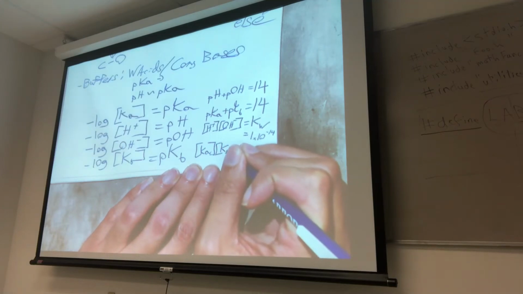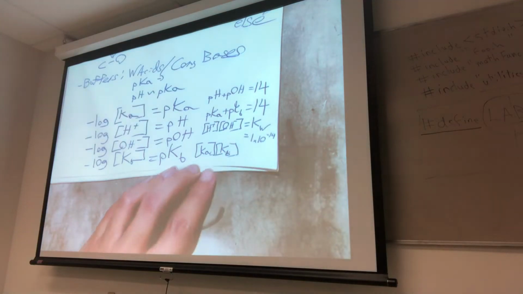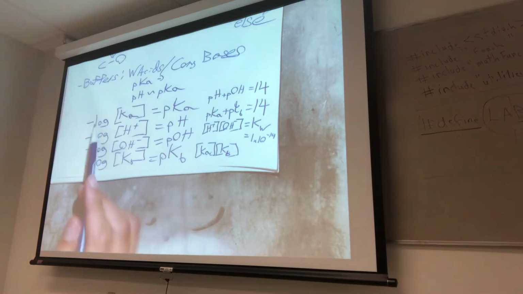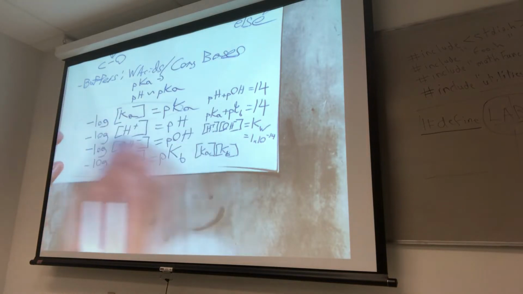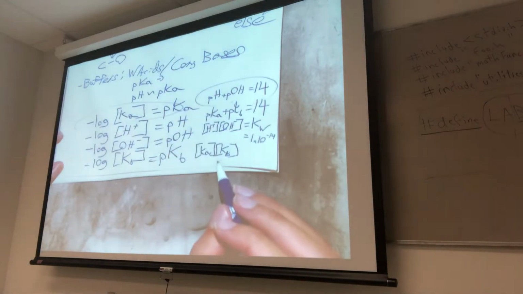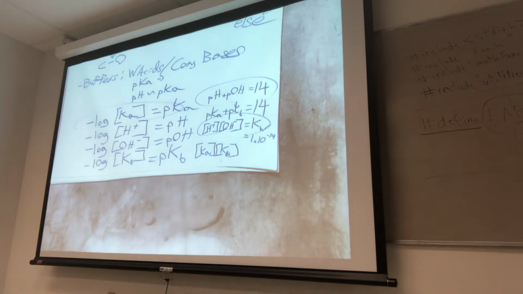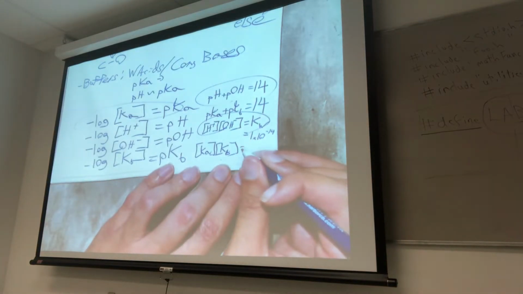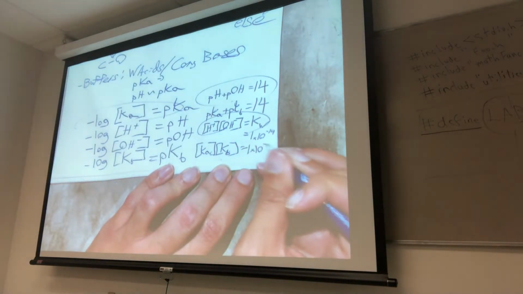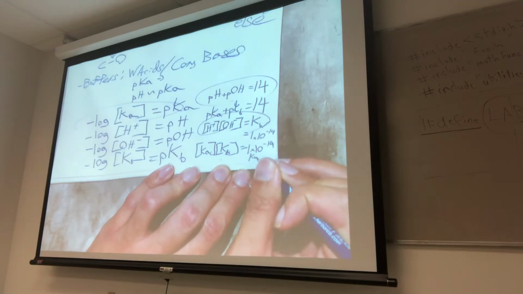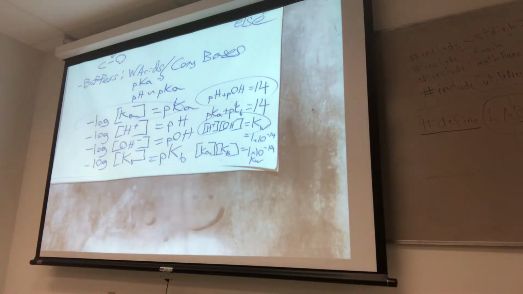10 to the negative 14 again, exactly. So notice, at first you're looking at 1, 2, 3, 4, 5, 6, 7, 8 different equations, but in reality we only have 3. That one, and this one. Ka times Kb is also equal to 1 times 10 to the minus 14, or Kw is sometimes used in its place. So know these, know how to use them.